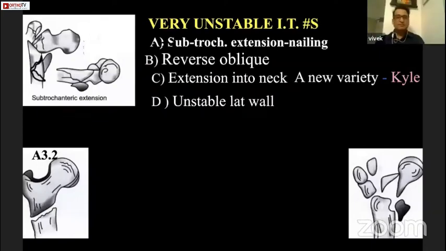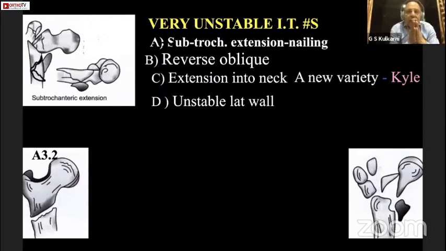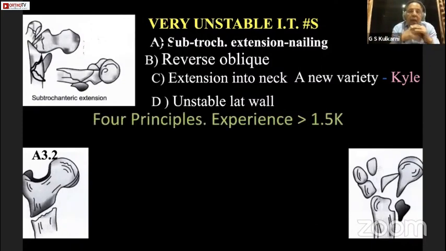Follow GSK. Okay. Now, very unstable intertrochanteric fractures: subtrochanteric extension, reverse oblique, extension into the neck, a new variety called Kyle's fracture, and the unstable lateral variety. Can you hear everybody? Yes.